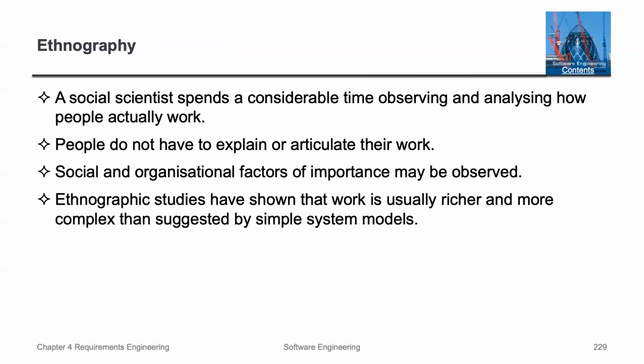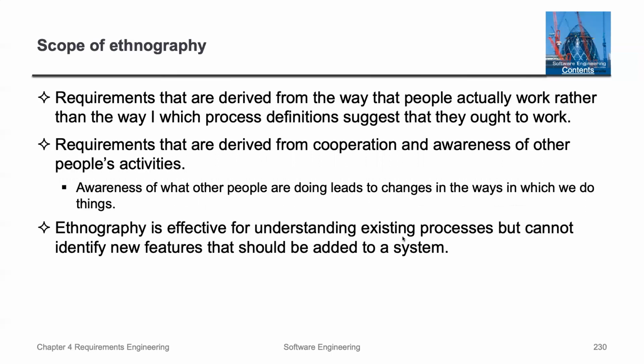What about ethnography? A social scientist spends a considerable time observing and analyzing how people actually work. People do not have to explain or articulate their work. Social and organizational factors may be observed. Ethnographic studies have shown that work is usually richer and more complex than suggested by simple system models, so you can keep that in mind.